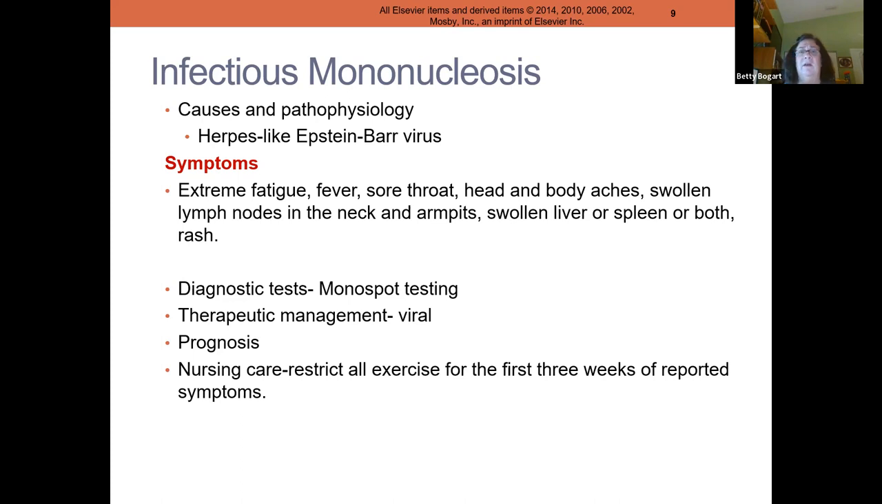Child comes in complaining of aches and pain, fever, sore throat. Normal, they say, okay, must be strep throat. What they'll do is they'll do a swab, strep is negative. They'll do a flu test too, just to be sure. It's going to be negative, they say it's viral. Tylenol and Motrin, increase fluids.